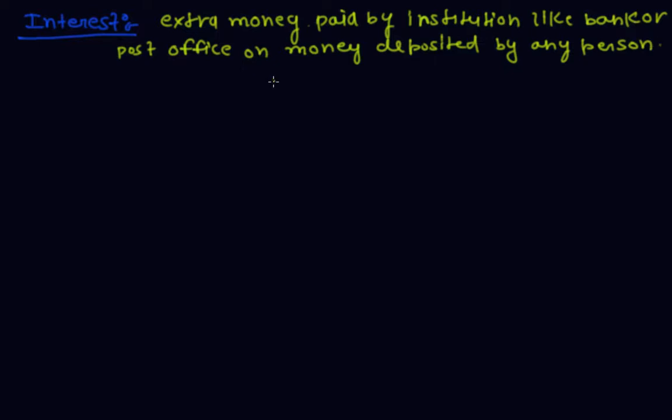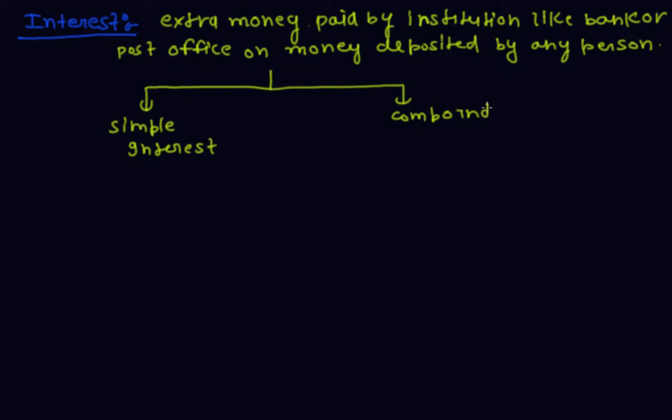Basically interest is of two types. First is simple interest, second is compound interest. Simple interest is basically constant, and compound interest changes every year because the principal amount changes every year.